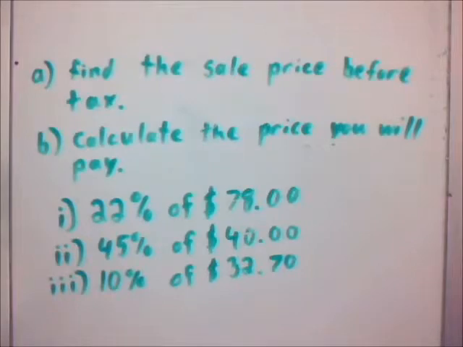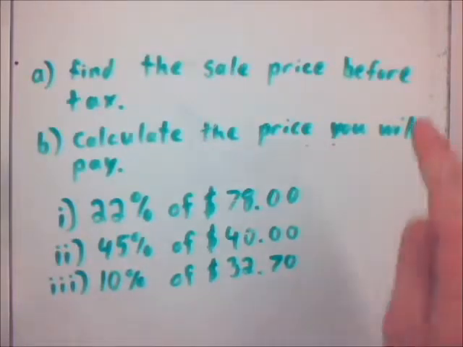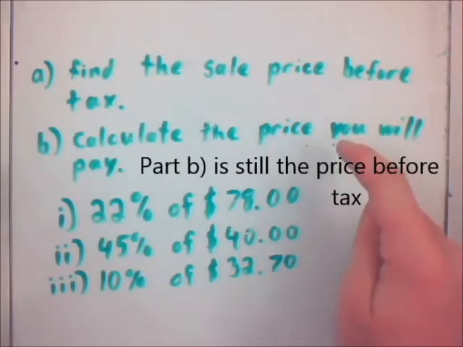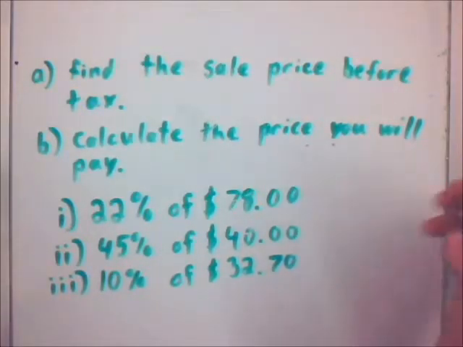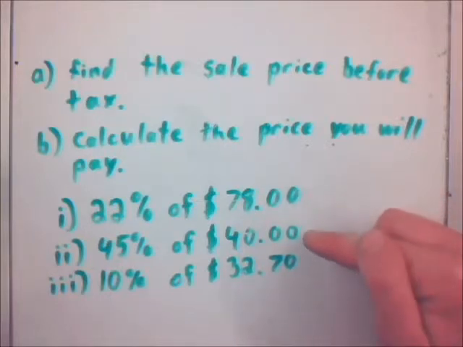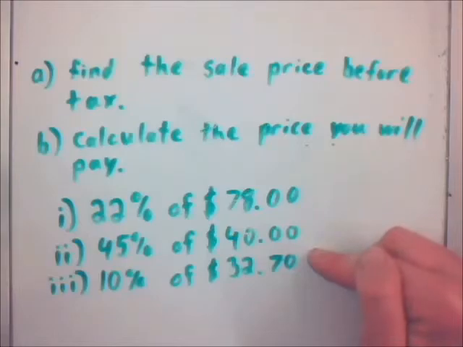Now that you've learned how to calculate sale price before tax and then the final price you will pay, you can do these three questions. The first one, 22% of $78, 45% of $40, and 10% of $32.70.